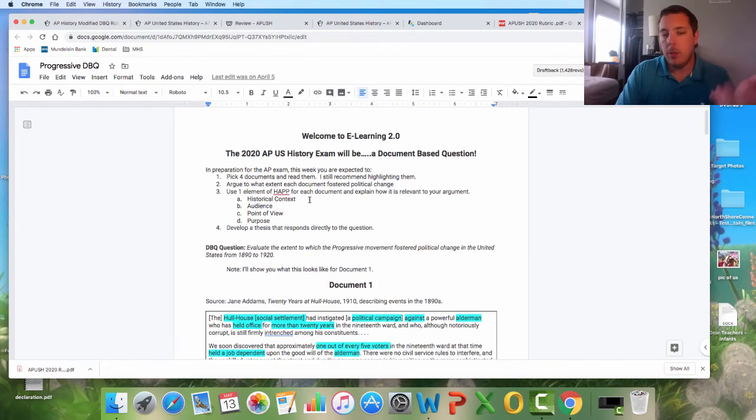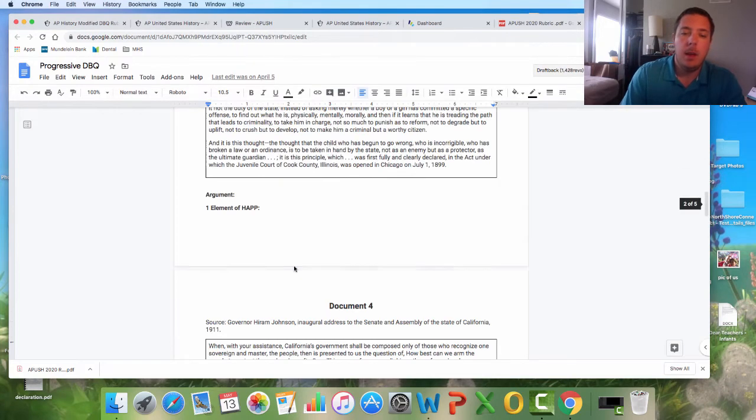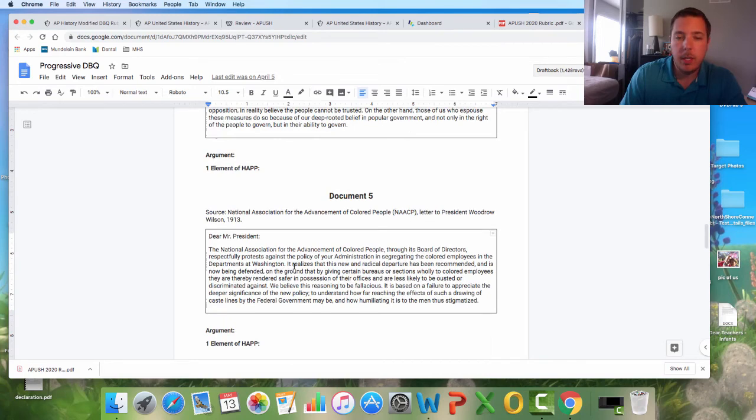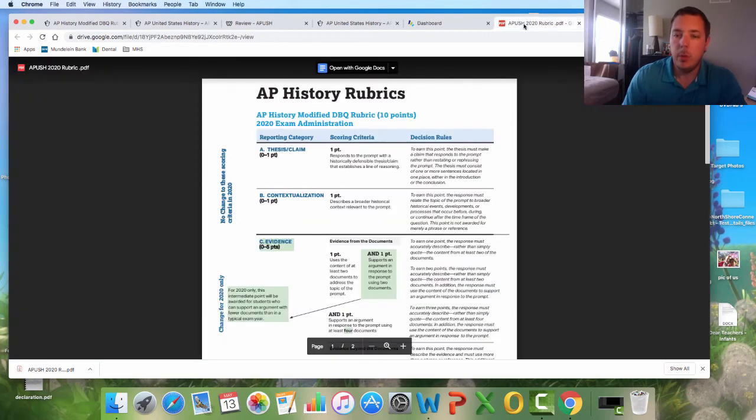Then you try your thesis, but you're not going to know where you're going with this paper until you've written it. So put it in your intro, but then take a second attempt at it in your conclusion. Your conclusion can be one sentence, because there's no conclusion element to the rubric. Again, if you can, do 5 docs, and make sure you're hitting all the elements of your rubric.